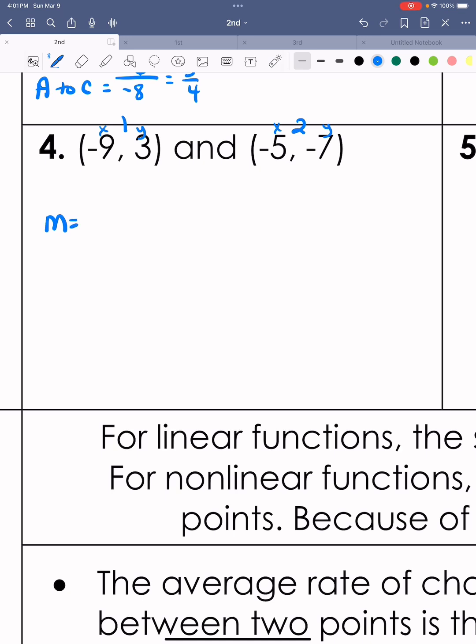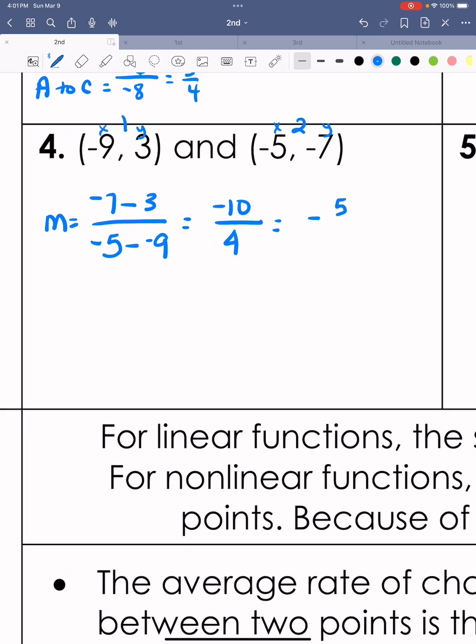All right, so I want y from pair number 2, which is -7, minus the y from pair number 1, which is 3, over the x from pair number 2, which is -5, minus the x from pair number 1, which is -9. A little bit of simplifying here gives us -10 over +4. Reduce that down, and your slope is -5/2.